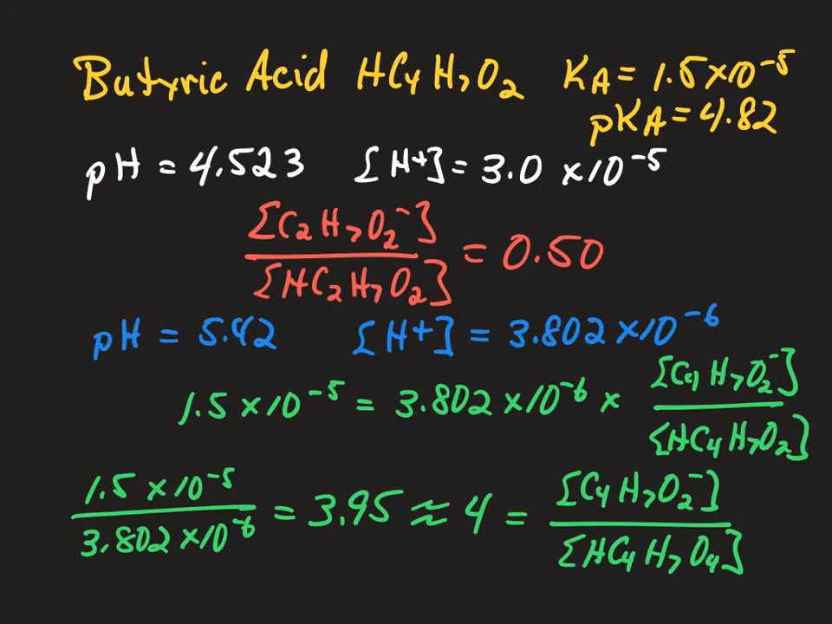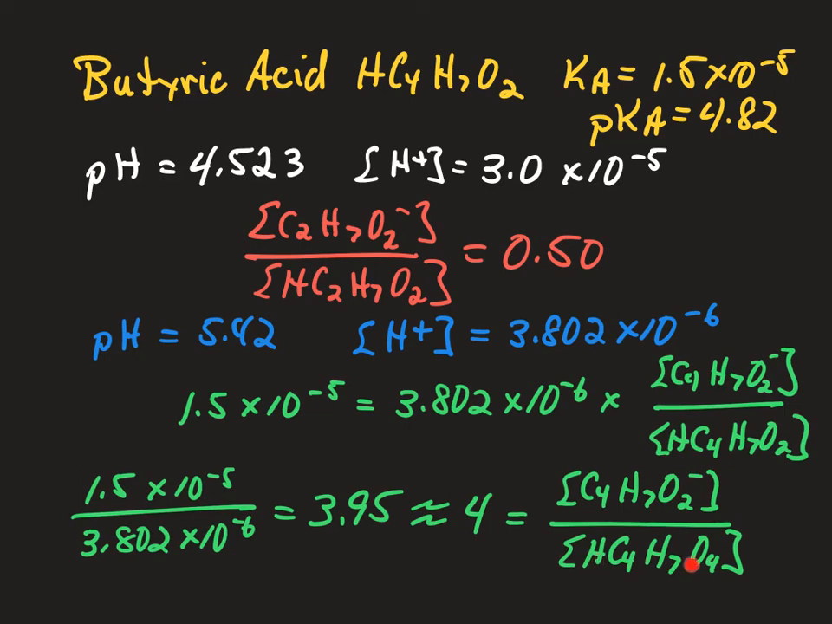Down here, our pH is higher than our pKa. We're more basic. The concentration of hydrogen ions, note this number is lower. Our concentration of hydrogen ions is lower than the Ka, and we have more of the basic form. The amount of basic form is greater than the amount of acidic form.